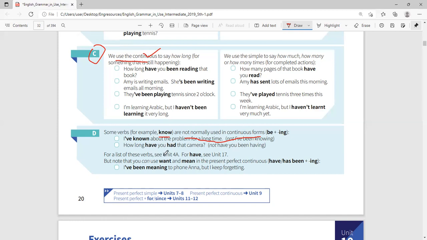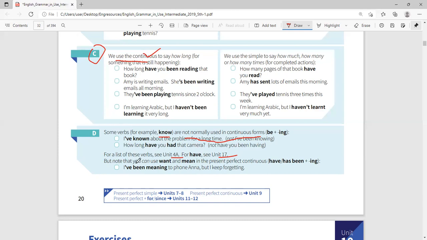How long have you had that camera? Not "how long have you been having". We'll see with unit 17 that "have" has different meanings. So how long have you had that camera? Not "how long have you been having". So the warning is coming here. Unit 4, of course, you'll find that list. For "have", you'll find unit 17, which I think we're going to do later.